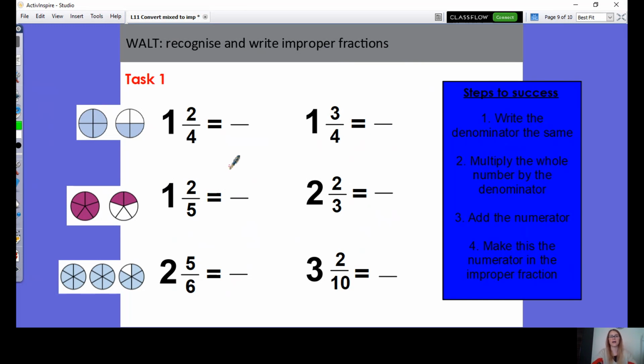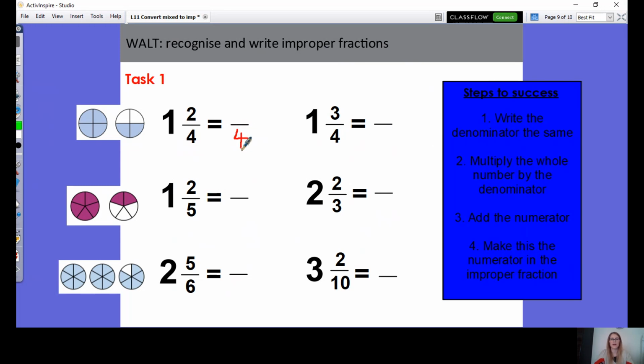Okay, so let's have a look at question number 1 together. So I had 1 and 2 quarters. I can see it represented in my picture, but I'm going to try and use my steps. So I know I need to do 1 times 4, which is 4, add 2, which is 6. Oh, there's something I forgot to do first. I missed a step there. What's the first thing that I should do? Hopefully you said it should be writing the denominator. Well done if you spotted that.